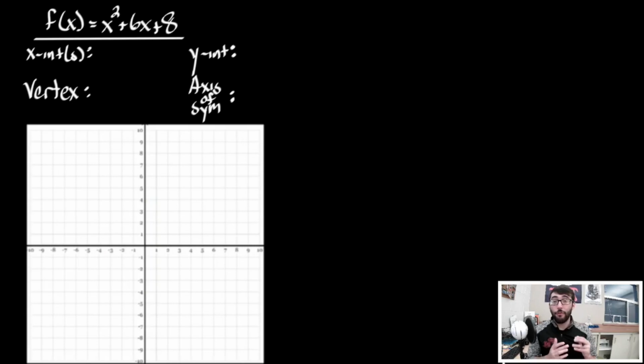Now, the first thing I like to do when I am graphing quadratic functions using these key features, and the first one I like to find, is the y-intercept. The reason being is because it's probably the easiest one to find. So to find the y-intercept of any function, all we have to do is plug in 0 for x and solve for y. And that should make sense because the y-intercept lies on the y-axis, and along the y-axis, x is 0. So what we're going to do is plug in 0 for x and solve for y.